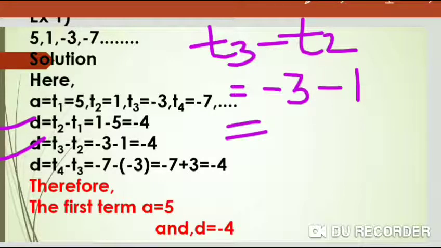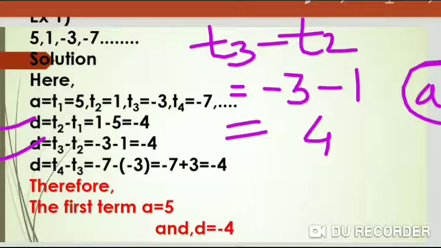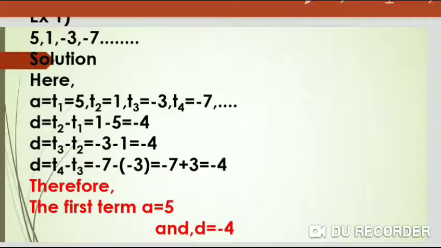Minus minus, it becomes plus. That means here we do the addition of 3 and 1. That means it is 4. But the sign is minus because minus minus, here we add this number but the sign is minus. Understand, student? Therefore see here we take t3 minus t2 is equal to minus 3 minus 1 is equal to minus 4. Understand?